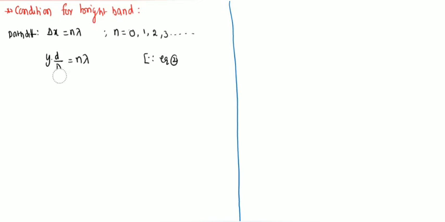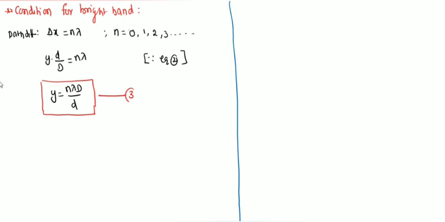Now I am going to explain the condition for the bright band. The condition is that the path difference delta x equals n lambda, as we know previously, where n is 0, 1, 2, 3 and so on. Here the delta x formula we write from equation 2 as y into small d by capital D. But here I want the y formula. Here y is equal to n lambda into capital D by small d. What does this y indicate? Y indicates the distance of a certain bright or dark band from the center of the screen. You can consider this as equation 3.